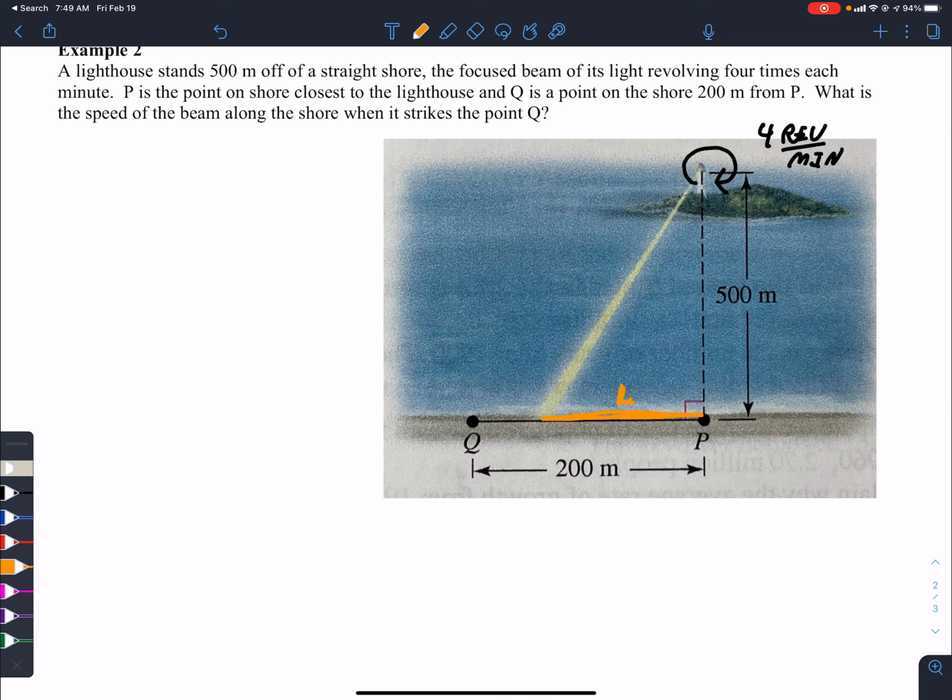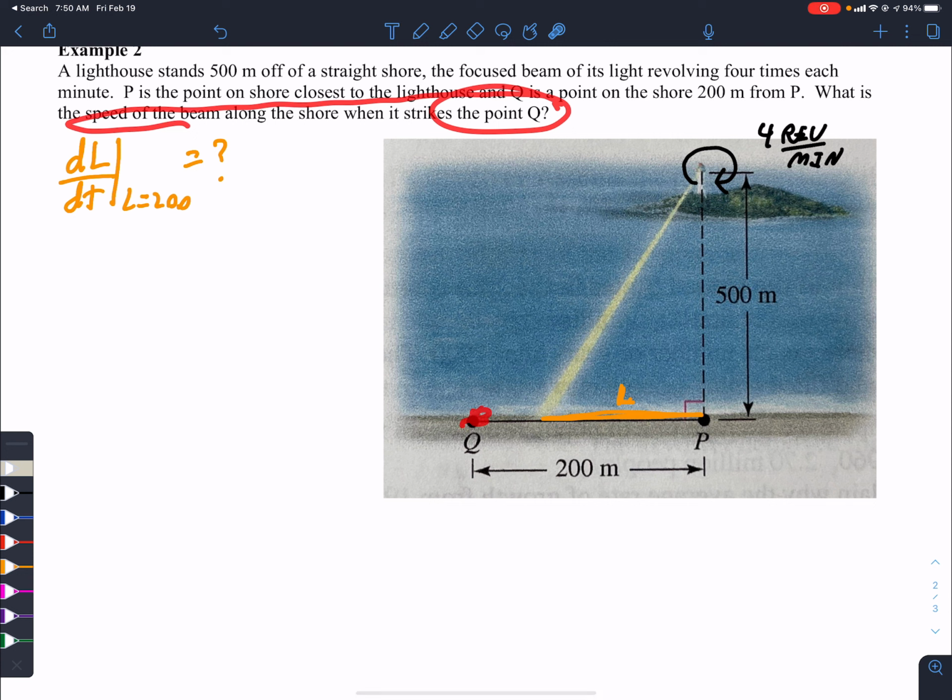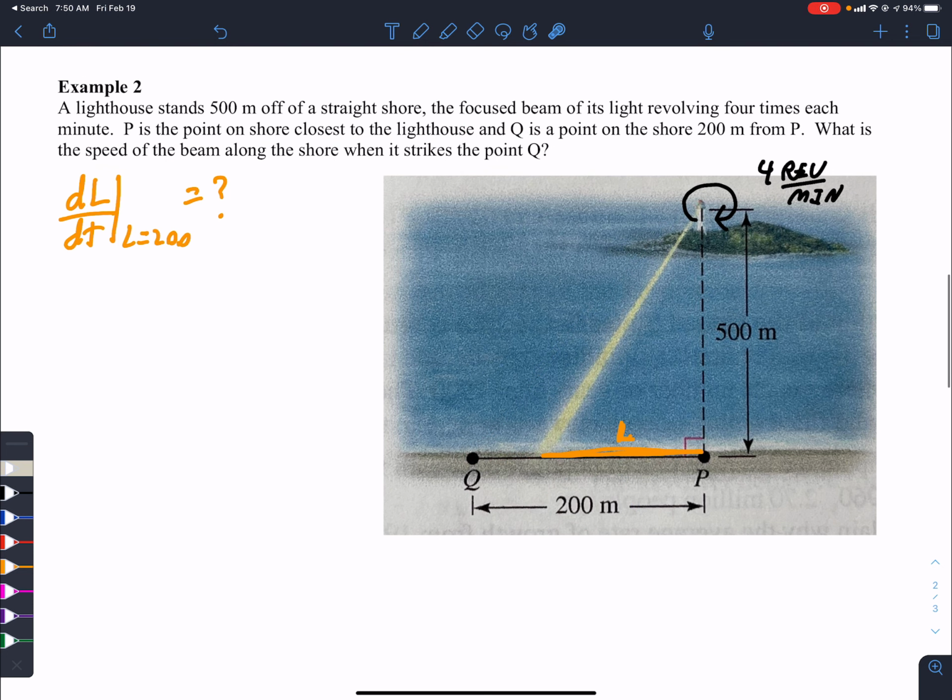Okay? And so they want to know how fast L is changing as time changes, specifically when L is 200, because they told us something. The shore, what is the speed of the beam when it strikes Q? So we want to know when it gets here, how fast is the beam moving? Well, there, L would be 200, because we're told it's 200. Okay, what other rates are given?